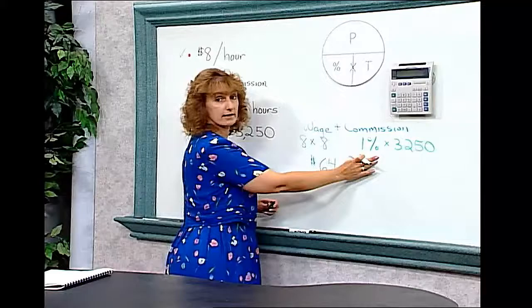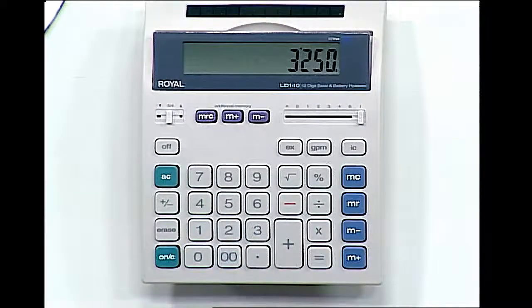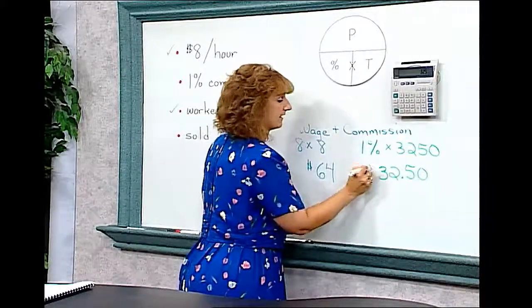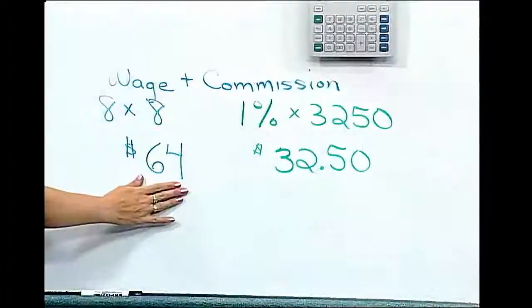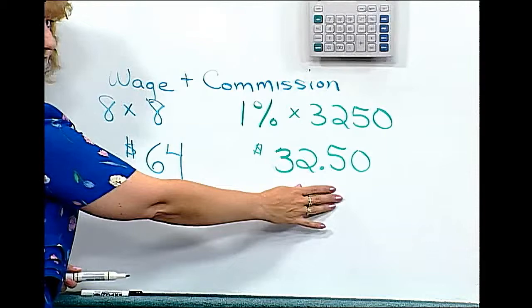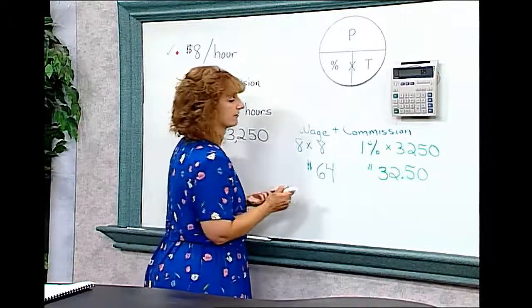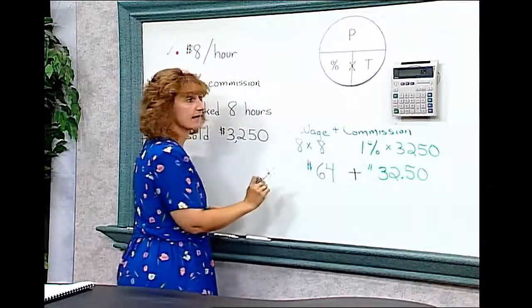Let's go to the calculator and multiply $3,250 times 1%, which equals $32.50 in commission. So Bill makes $64 in regular wages, $32.50 in commission. We are going to add these two together to get his total pay for that day.